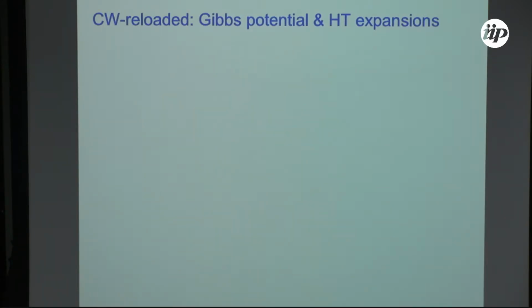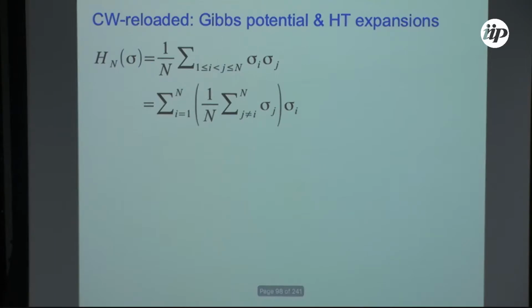And I will discuss another approach, which is based on the introduction of a Gibbs potential and high temperature expansions. So the idea is the following. I'm looking at the Hamiltonian of the Curie-Weiss model, which is a sum of two-body interactions. Now I want to single out the spins. Of course, we can do it in this simple way.